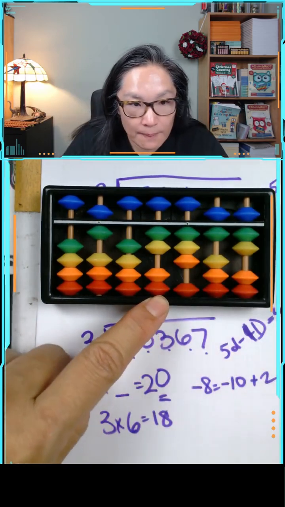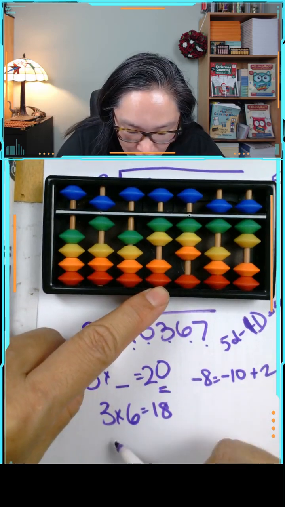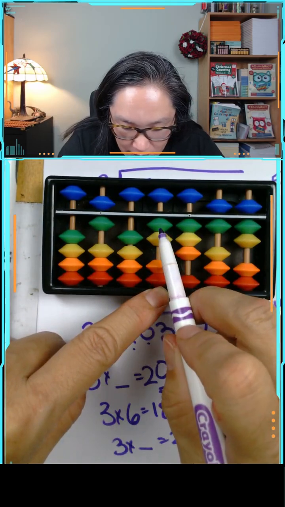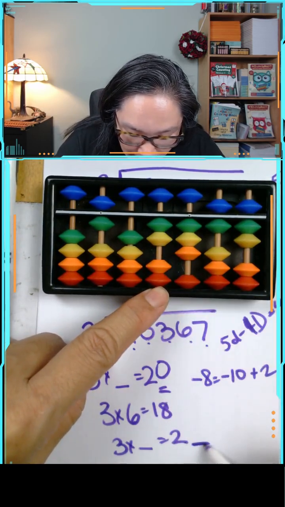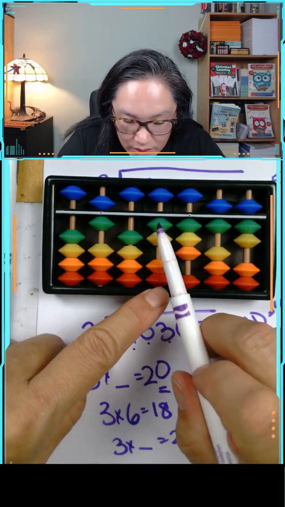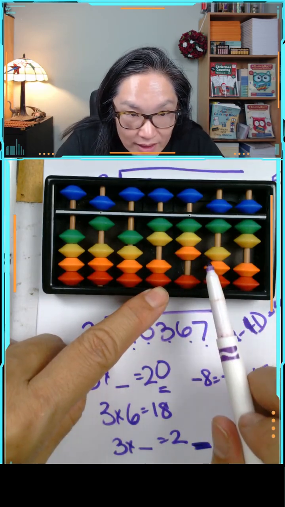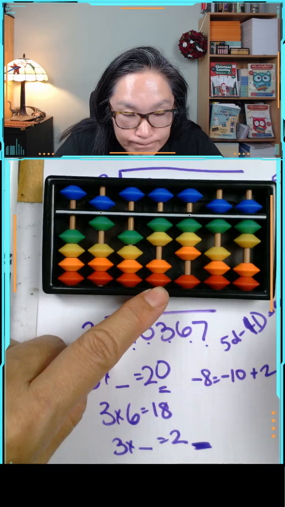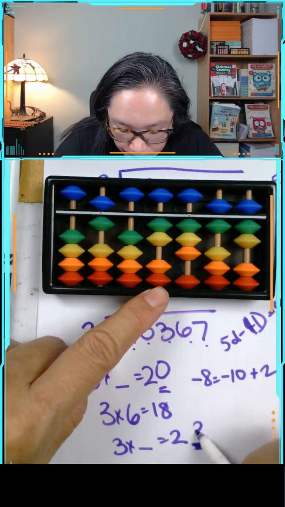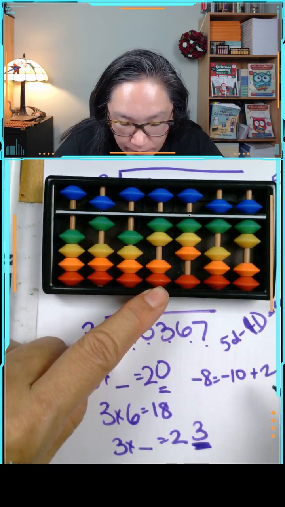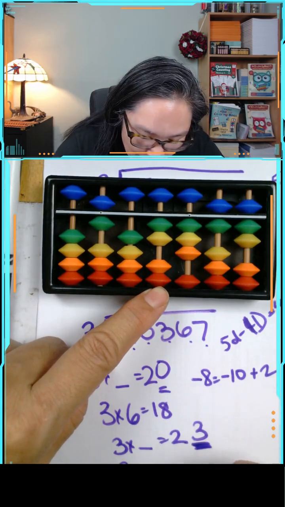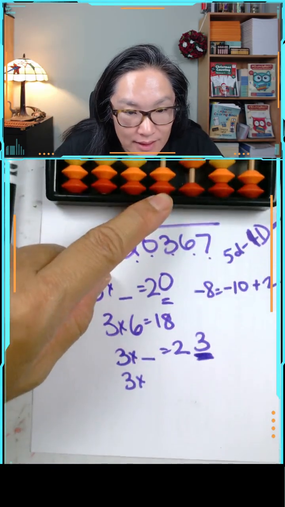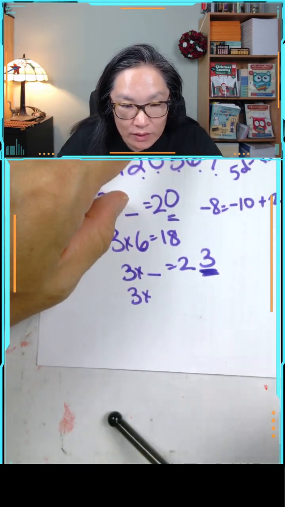So now we have it again. 3 times what is equal to 2? There's no multiplication fact. We need to bring down our next number. What number do we bring down? We have to make it a double digit. The double digit to make it is 23. So 3 times what is equal to 23 or less?